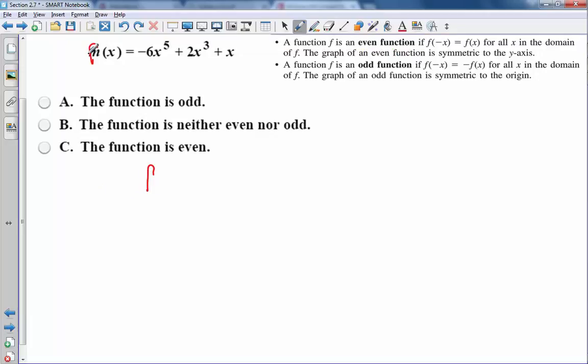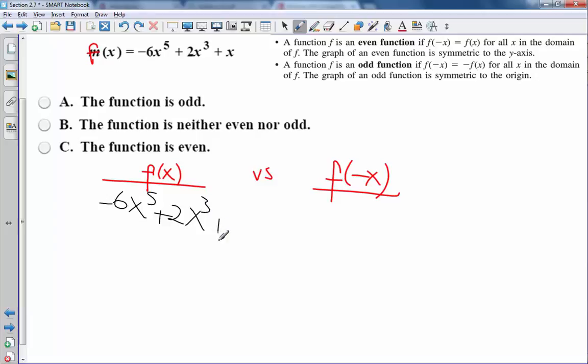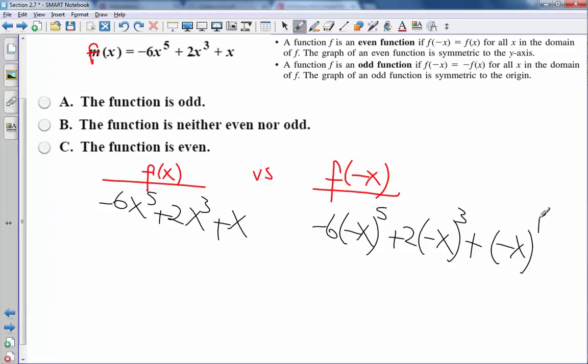Can I call this f again? f of x versus f of minus x again. I think we have a little problem now. It's minus 6x to the 5th plus 2x cubed plus x. This is minus 6 times minus x to the 5th plus 2 times minus x cubed and minus x to the 1st. I wanted to show that last exponent because there is always one thing common in all these exponents.